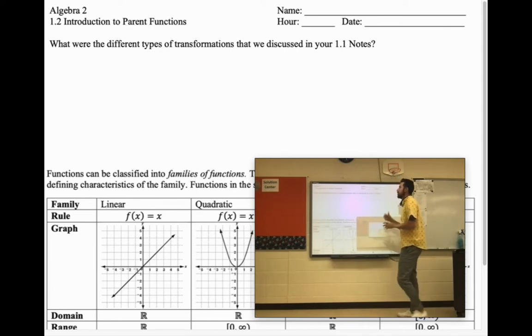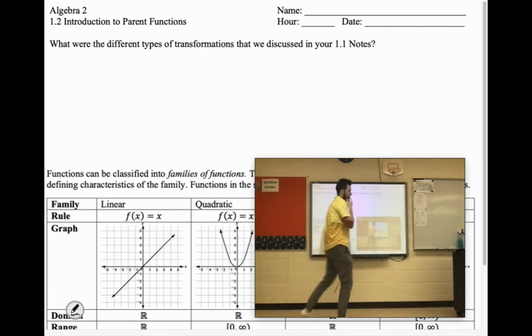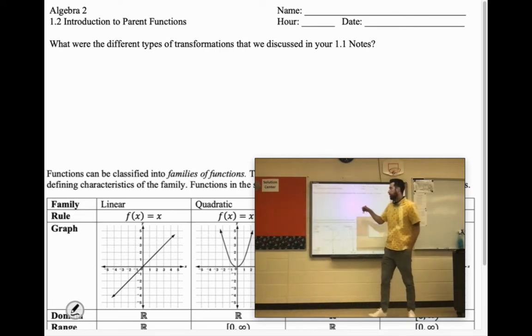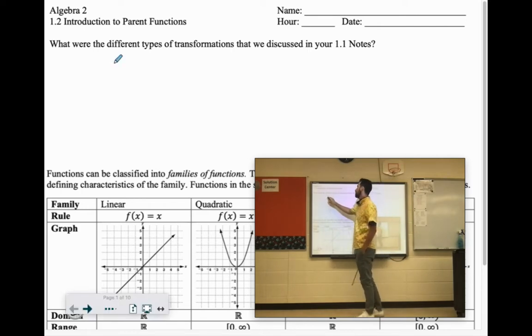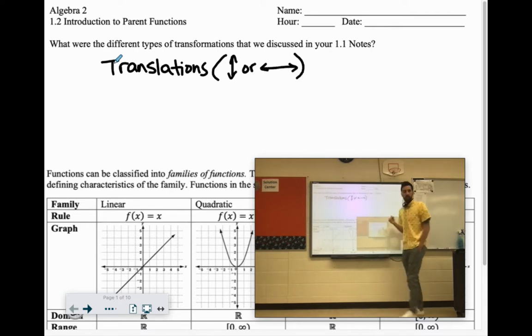Okay, so what different types of transformations did we discuss last time? So we did three of them. So we did translations, which was your up and down or left and right, or both. So it could shift. It's just like a slide, up, down, left, right, moving like that.